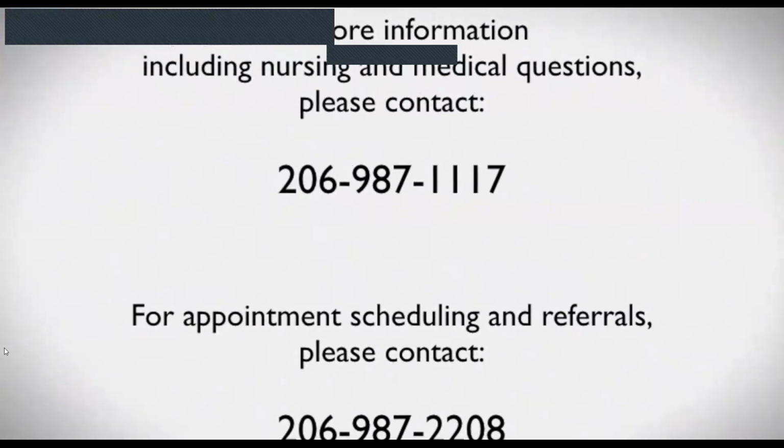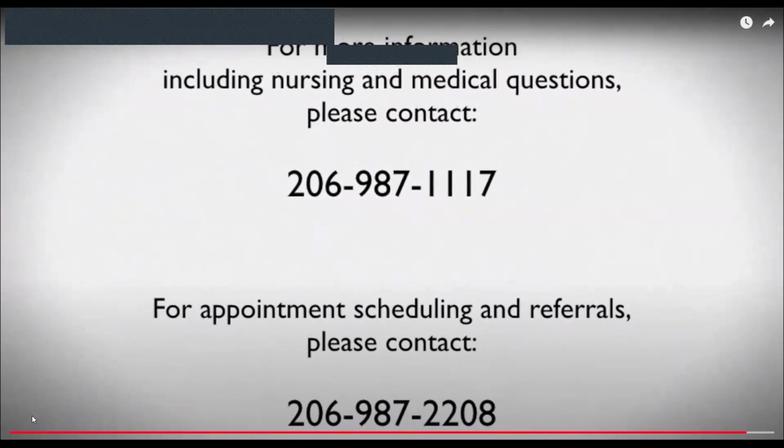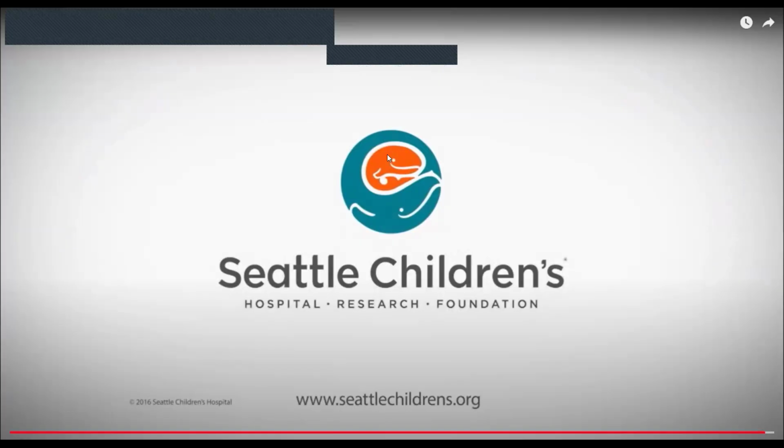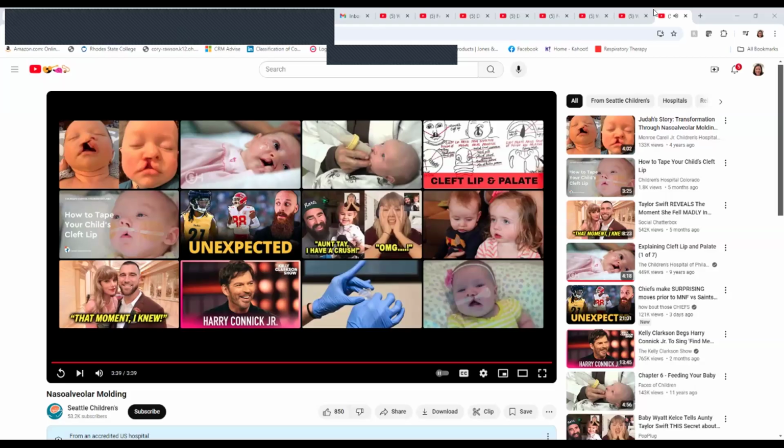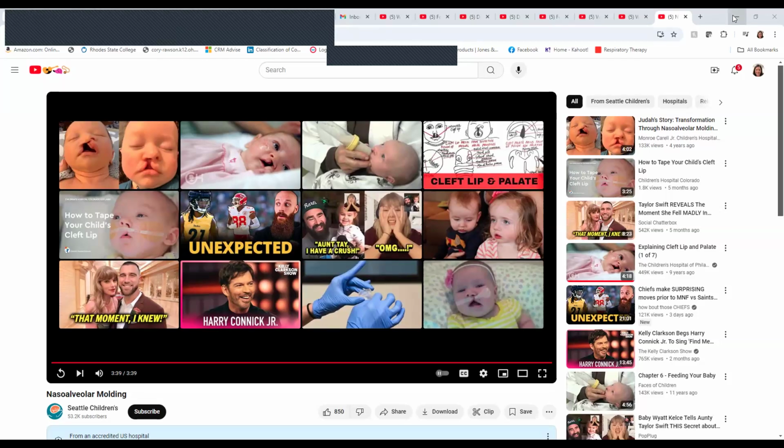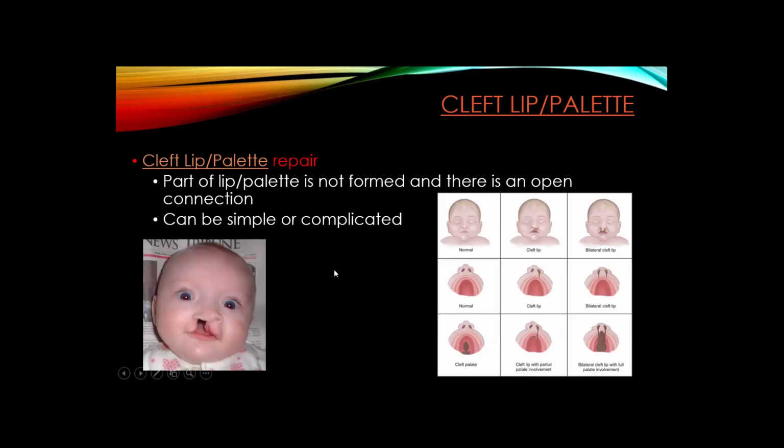Seattle Children's Hospital is proud to have skilled orthodontists on our craniofacial team who provide NAM therapy and can care for patients with cleft lip and palate at every stage of their development. So again, that's just really, really cool improvements in treatment of cleft lip and palate. The numbers of surgeries have been greatly reduced with these new therapies.